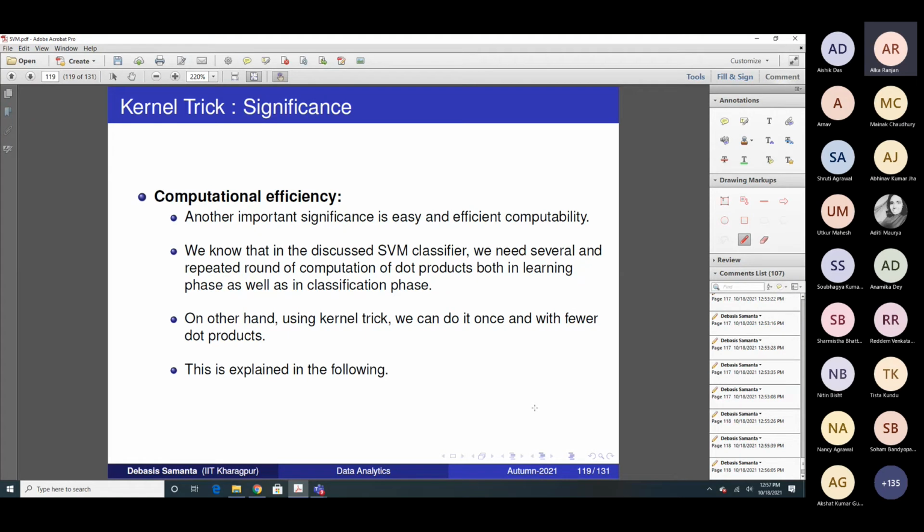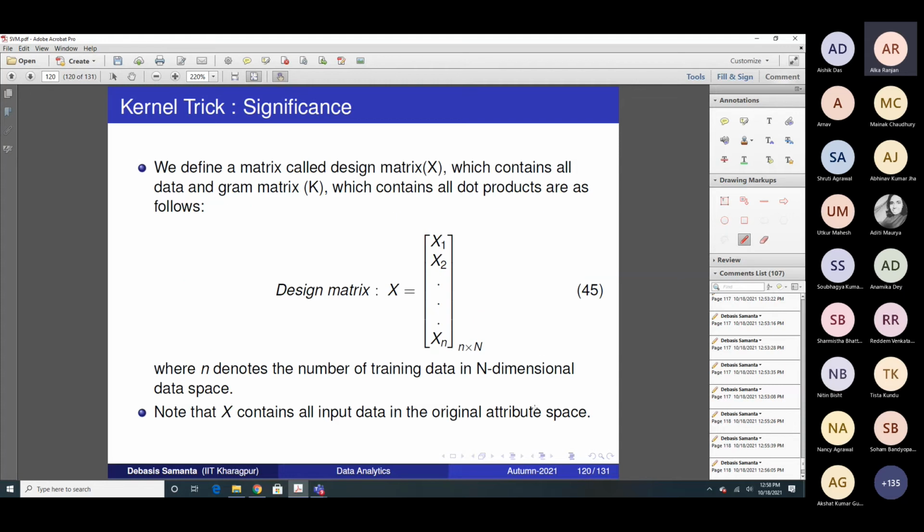And the third advantage, which is the most significant to my understanding, is the cost of computation. We will see that the cost of computation can be reduced like anything, and that is the boon of the support vector machine to be considered as a classification technique. Now let's see how we can save the cost of computation. I have already told you the cost of computation means the dot product, right? And here we don't have to do any dot product. But how can we do these things? So let us proceed.